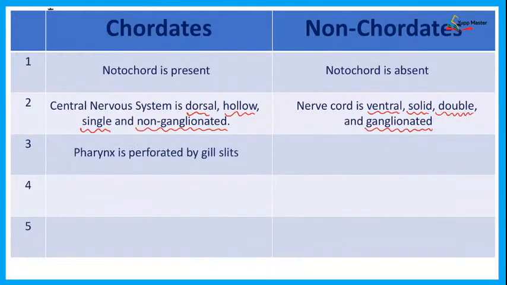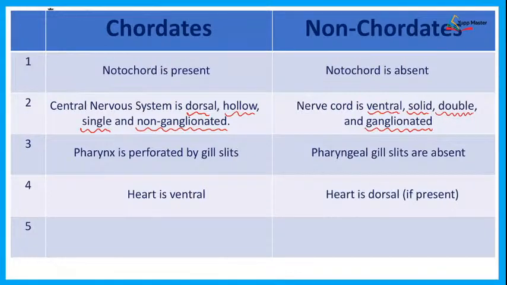Alright. Third point, pharynx is perforated by gill slits. Okay, pharynx being perforated by gill slits. Here, the pharyngeal gill slits are yet absent. Alright. Heart here in chordates is ventral in position, whereas when we talk about non-chordates, the heart is dorsal in position. That too, if at all the heart is present. There were many non-chordates which we had seen where there was absolutely no heart.